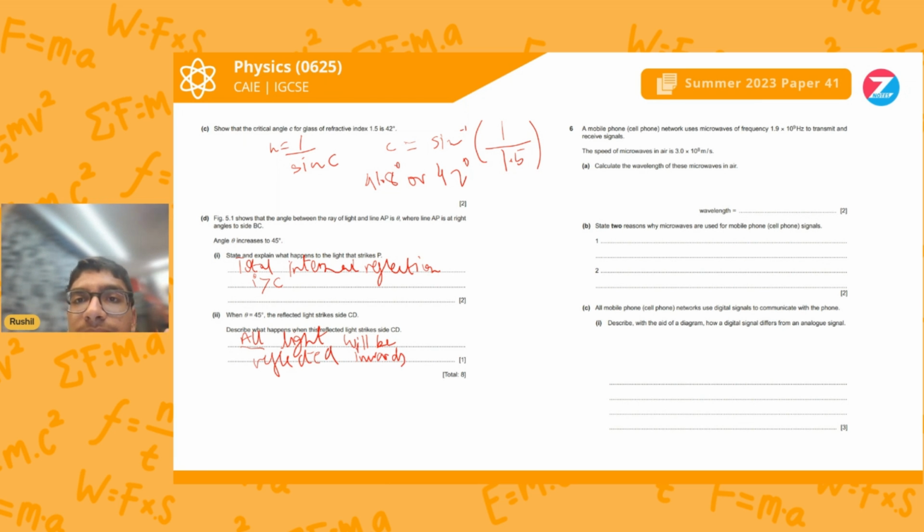Next, question 6. A mobile phone network uses microwaves of frequency 1.9 times 10 to the power 9 hertz to transmit and receive signals. The speed of microwaves in air is 3 times 10 to the power 8 meters per second. Calculate the wavelength of these waves. So, wavelength times frequency is equal to the speed of these microwaves. Hence, wavelength is equal to 3 times 10 to the power 8 divided by the frequency, which is 1.9 times 10 to the power 9 hertz. Hence, the wavelength is 0.16 meters.